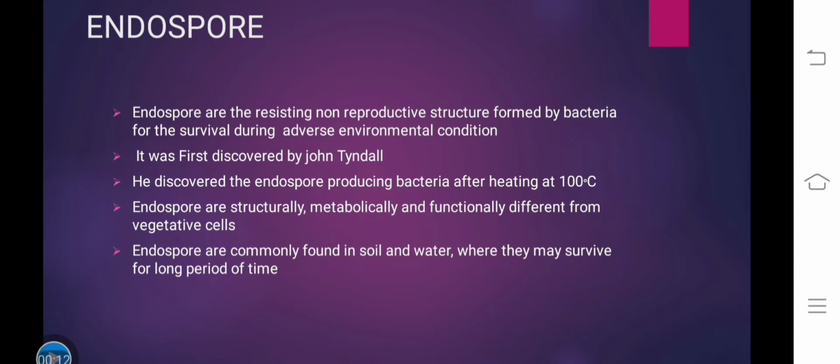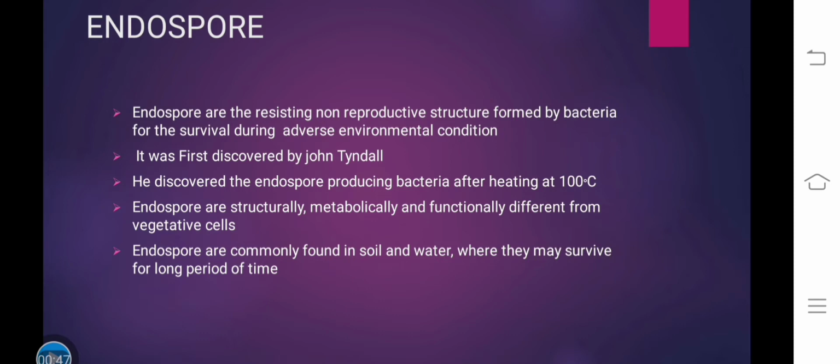What is meant by endospores? Endospores are produced by bacteria during adverse environments such as heat, radiation, chemicals, etc. Endospores are resistant, non-reproductive structures formed by bacteria for survival during adverse environmental conditions. Endospores were first discovered by John Tyndall by applying heat to bacteria.